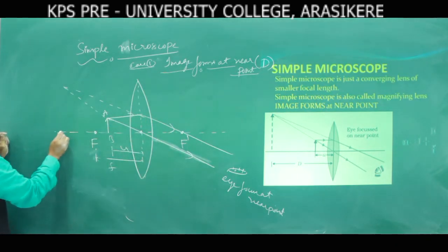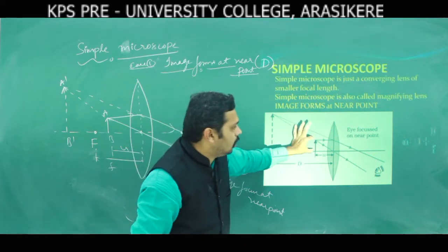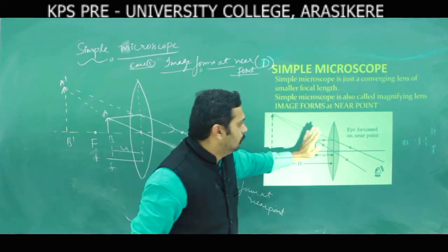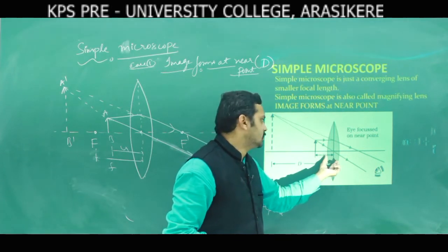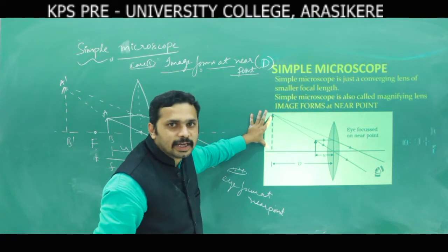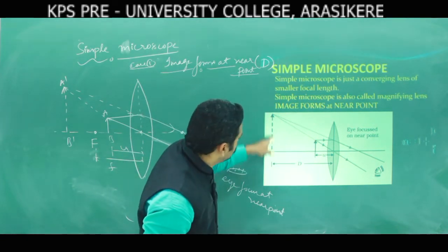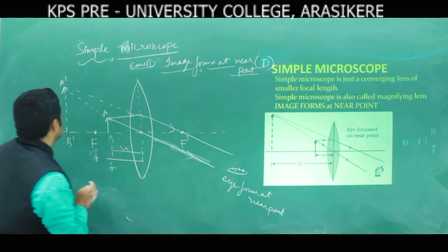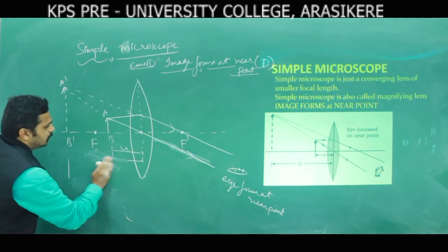Now we got the final image, A dash, B dash. Look at that. This is the object, a small tiny object. A simple microscope consists of one lens. By using this lens, we are going to see the magnified image of this object. This is the image, and this is the image distance.